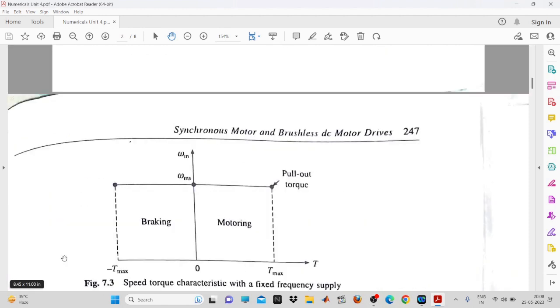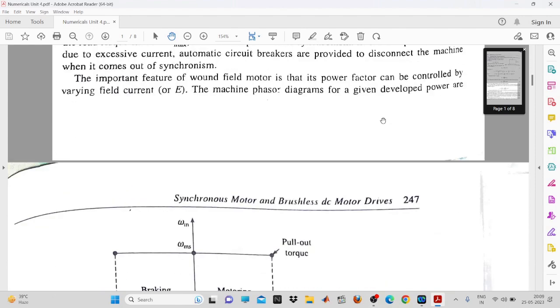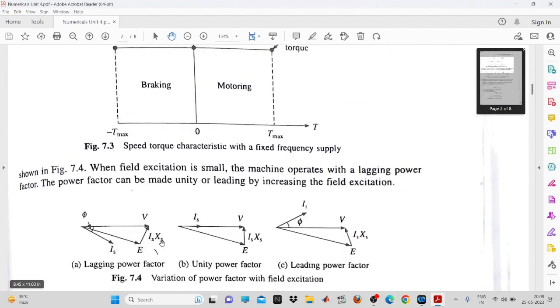Here we have the equivalent circuit. So V will be equal to Is into Xs plus E. It means that first you will have to plot V, then you take E smaller as compared to V, then you join Is into Xs, then you extend this Is in the reverse direction. So you are going to get the current perpendicular, because the current is always perpendicular with respect to the Is Xs drop, right?